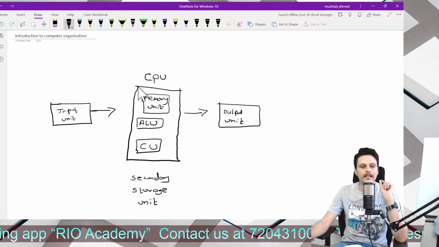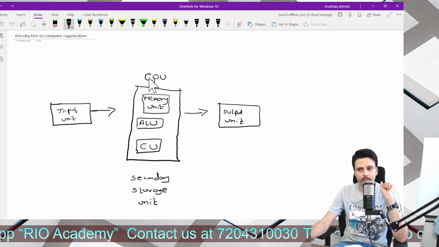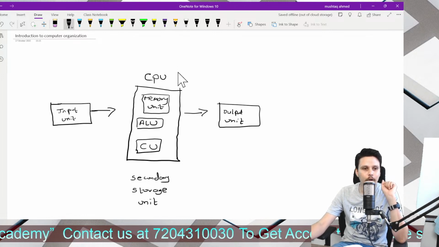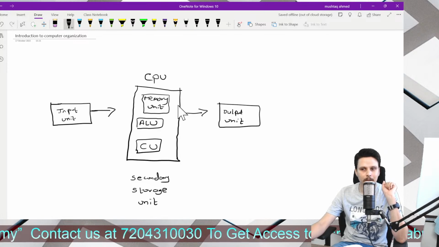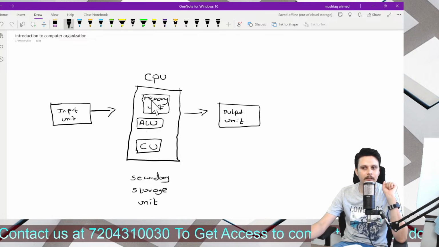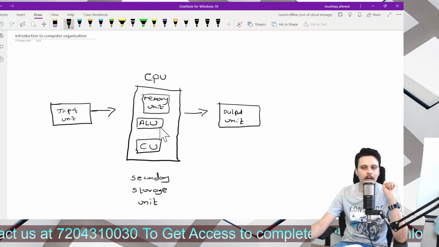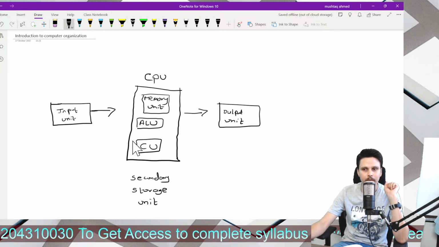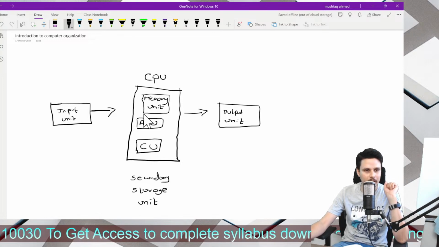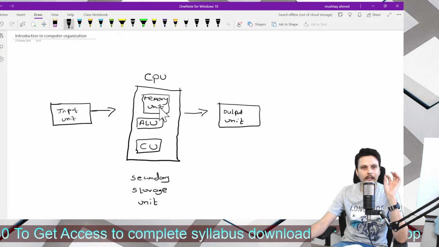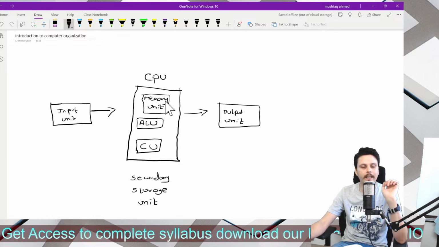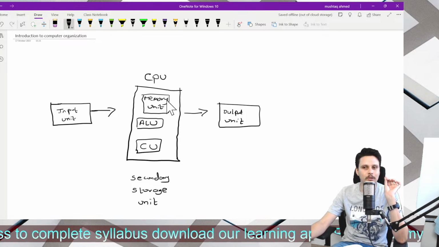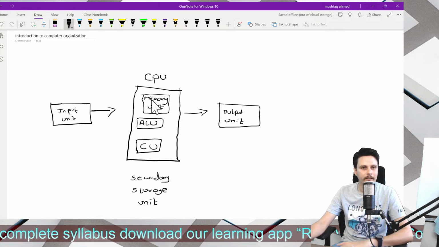So what do you mean by CPU? Central processing unit. CPU is like the brain or heart of the computer. Inside the CPU there are three major units, that is the memory unit, the arithmetic and logic unit, and the control unit. So what do you mean by memory unit? The memory unit is responsible for storing the data or information. Whatever data and information are stored will be in the memory unit.